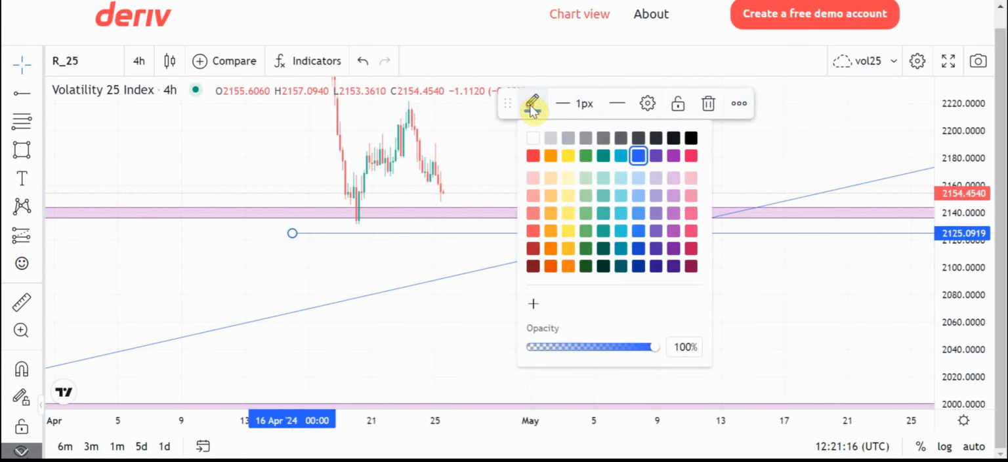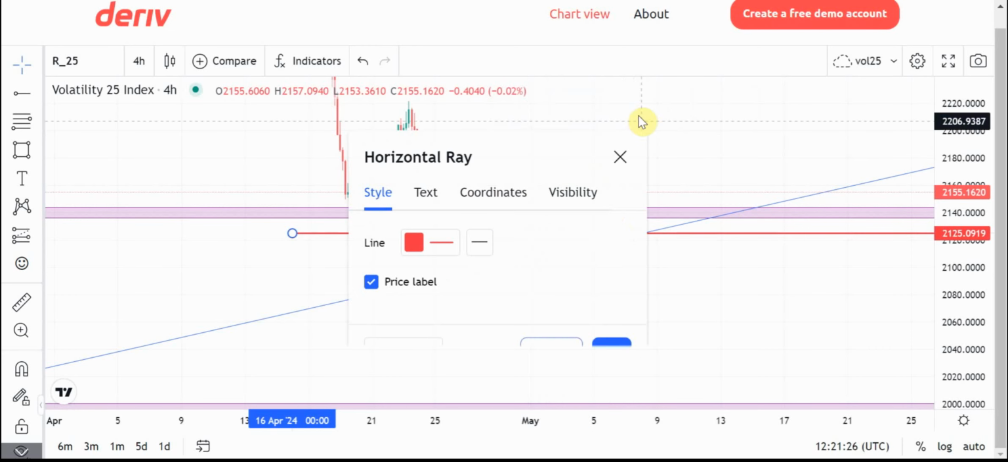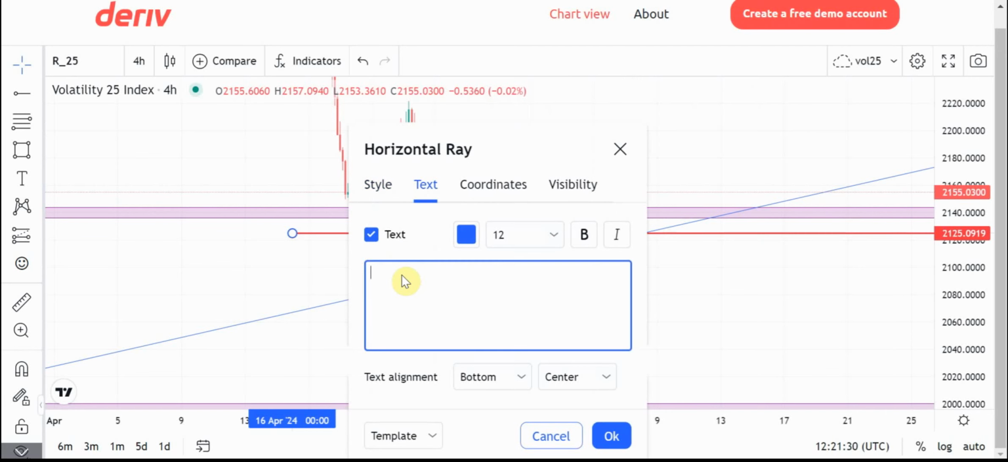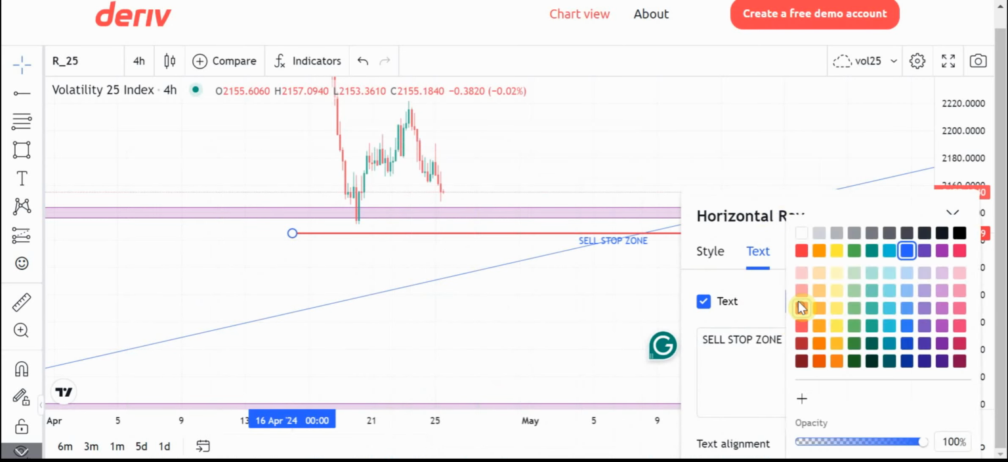Yeah, beautiful. That's a nice one. Beautiful sell stop. So let's make this red. Sell stop region. Okay, so sell stop. Let's just put the structure into place. Sell stop zone. All right, so that's a sell stop zone. So we just make it, let's use red for it.